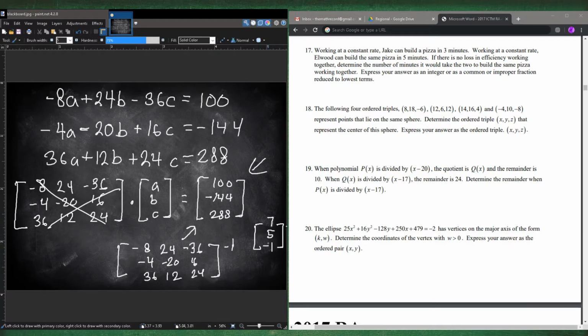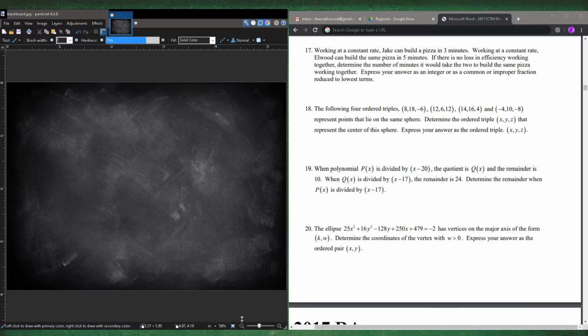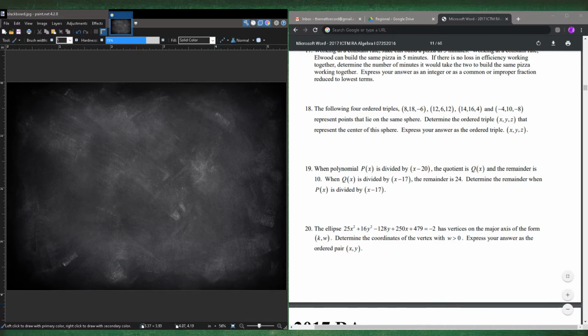And those are the coordinates of your x, y, and z, or your a, b, and c, which in this answer, number 18, is x, y, and z. So your coordinates are 7, 5, -1, and that's your answer. So the answer for number 18 is 7, comma 5, comma -1. Make sure you put it in this order. If not, then you get it wrong. And that is the way to do it.